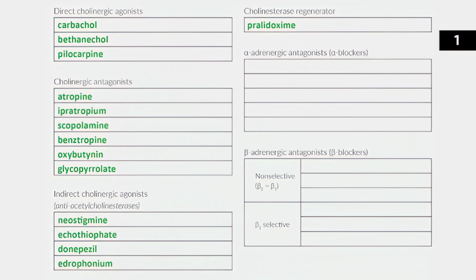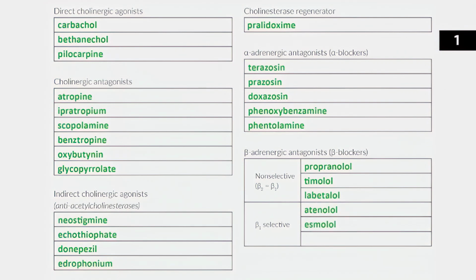The alpha blockers are the zosins, so terazosin, prazosin, and doxazosin. And then the non-selective alpha blockers include phenoxybenzamine and phentolamine. Then for the beta blockers, the non-selective beta blockers listed here are propranolol, timolol, and labetalol. And remember, labetalol is both a beta and alpha blocker, but it's a much stronger beta blocker than alpha blocker. And then the beta 1 selective beta blockers include atenolol, esmolol, and metoprolol. Now we're ready to move on to the lecture.